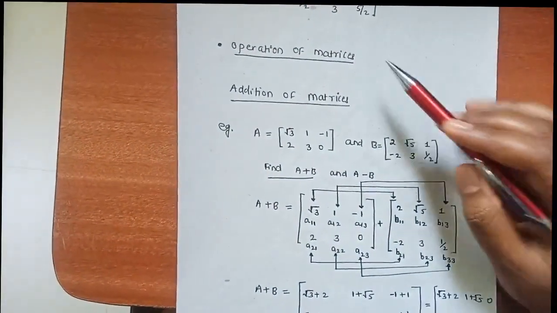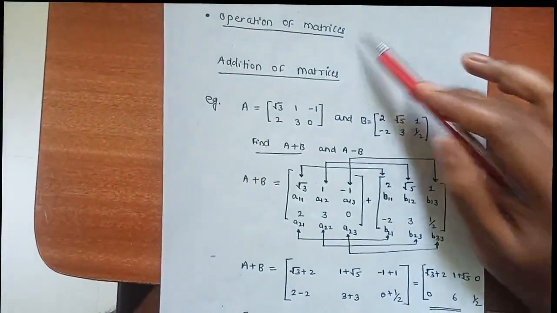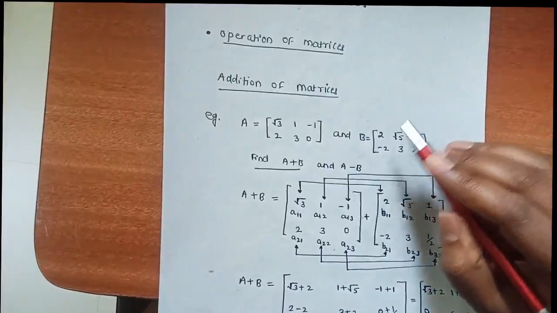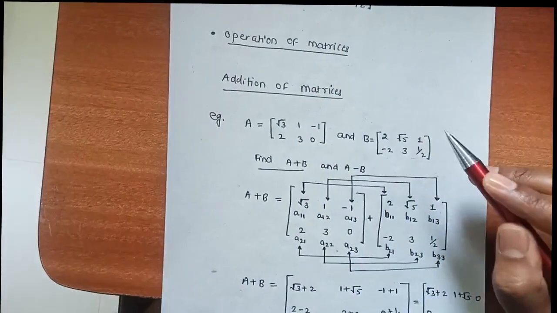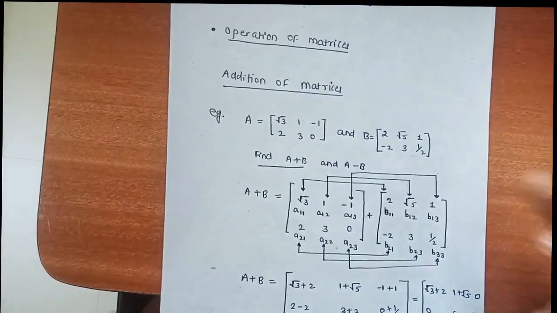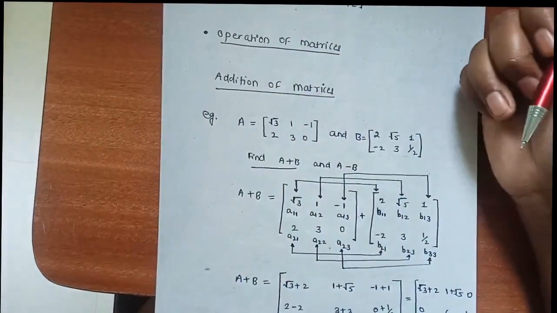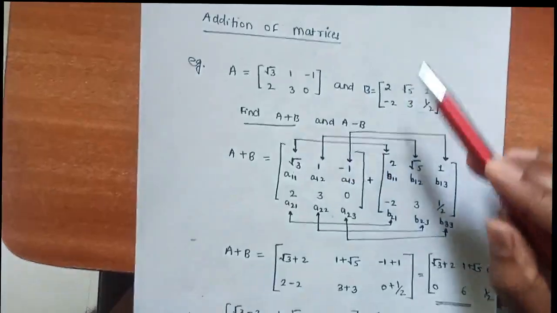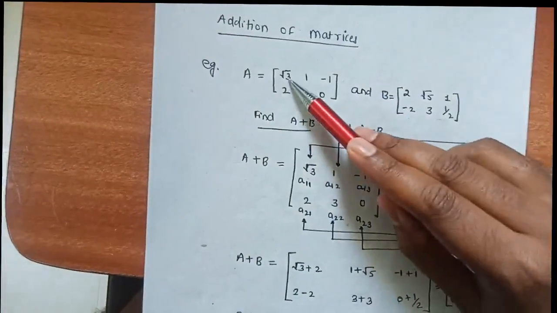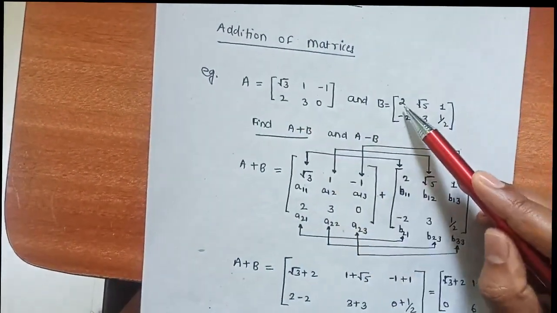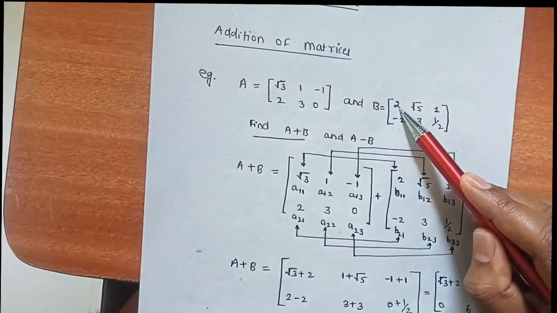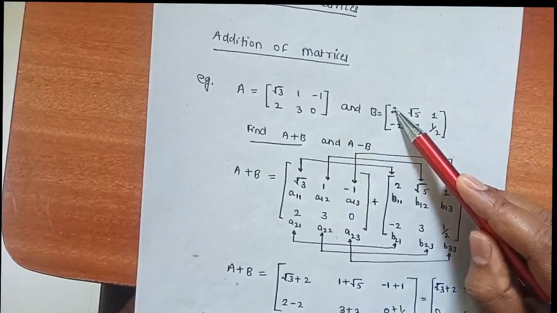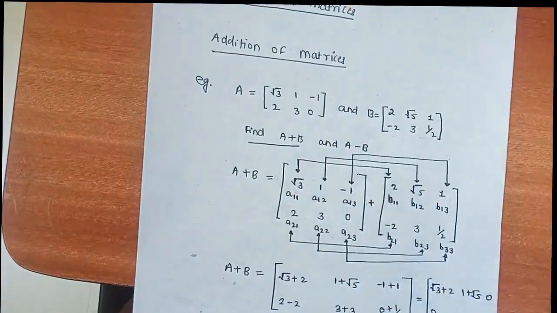Next is operation of matrices. Operation of matrices means we can add two matrices, we can subtract the matrices, or even multiply the matrices. So addition of matrices is very easy. Now I have given these two matrices, A matrix and B matrix. The position of root 3 and 2 is equal. That means this is also A11 element, this is also A11. So similar position elements we can add.